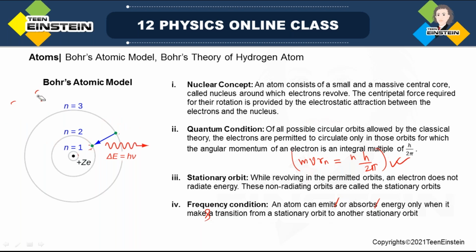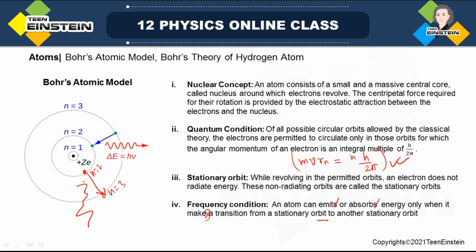See what the last postulate is saying: an electron can emit or absorb energy only when it makes a transition from one stationary orbit to another stationary orbit. I had explained it going from n equal to 3 to 2, but it can also go from n equal to 2, the second orbit, to the third orbit.